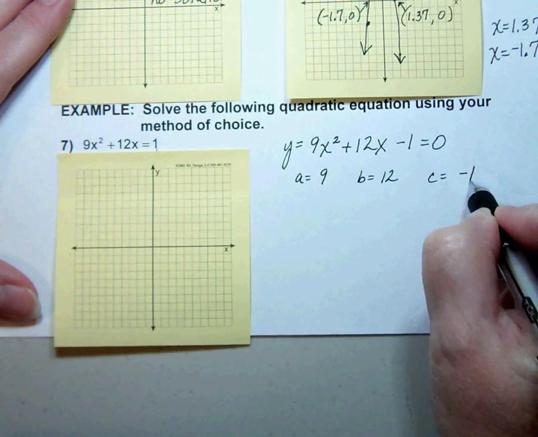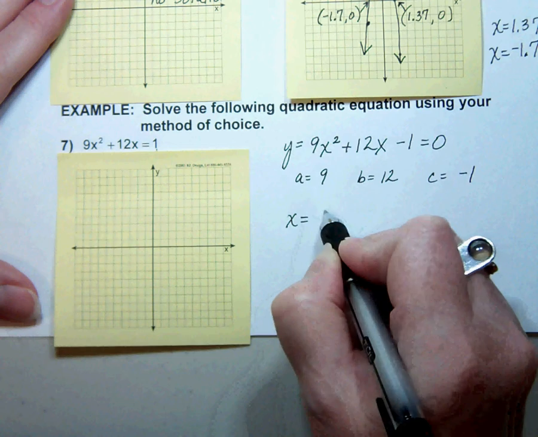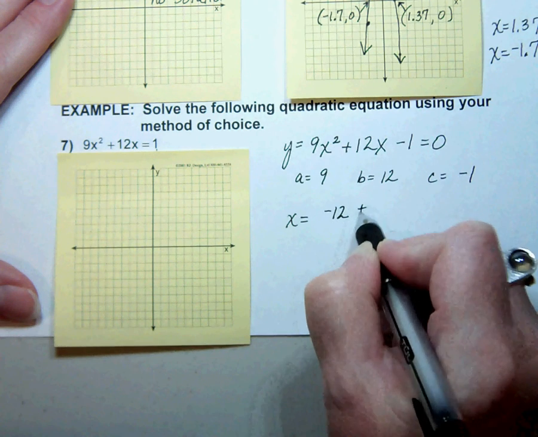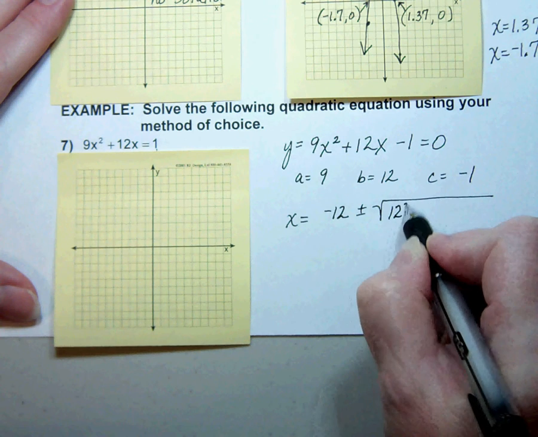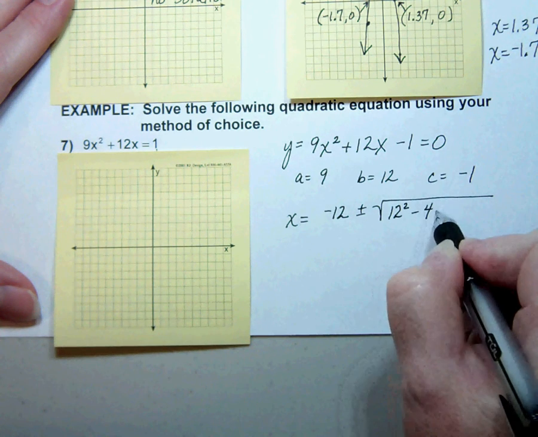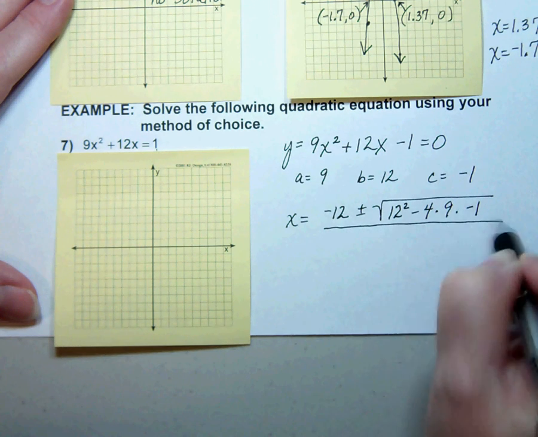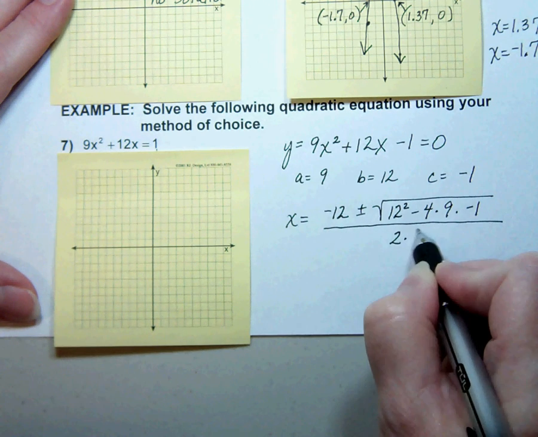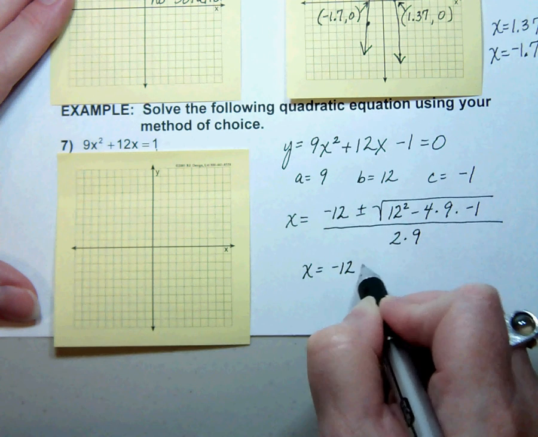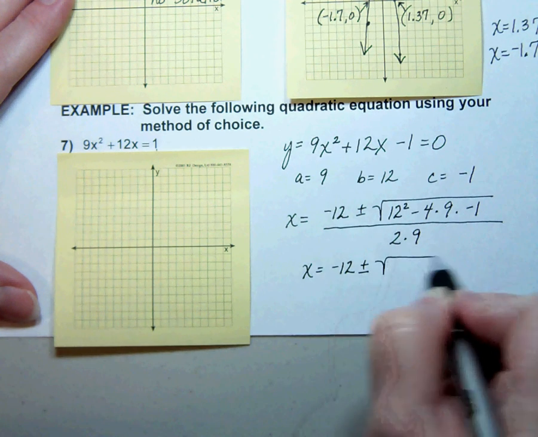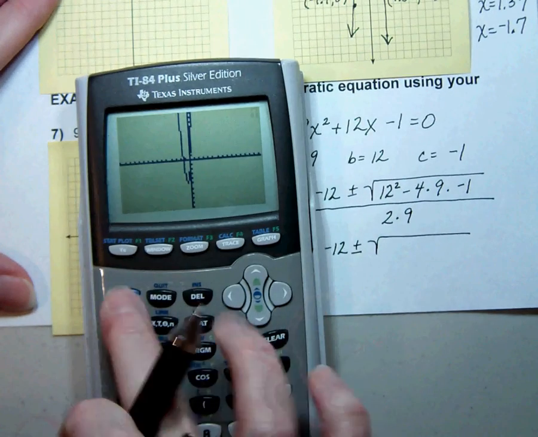Okay. X is equal to the opposite of b plus or minus the square root of b squared minus 4 times your a times your c. And all of that, remember, is divided by 2 times your a. So let's try that. Negative 12 plus or minus. Let's get this. This is actually called the discriminant. Let's get the discriminant and use the calculator.